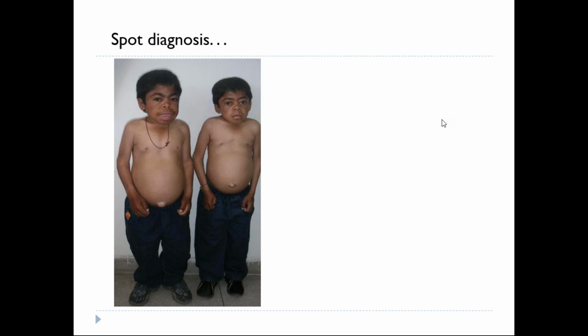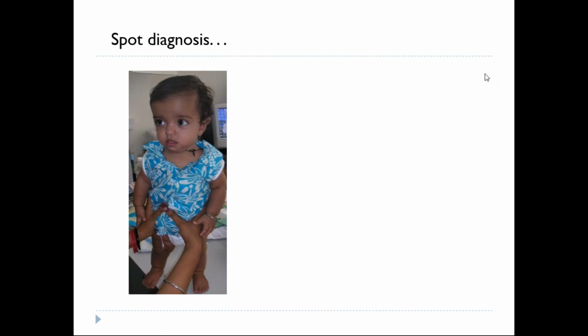Okay, anything else? I think we covered this. Okay, coarse facies, umbilical hernia. Yeah, that's good. This is a child with mucopolysaccharidosis. So can anybody tell what this child has? Look, just describe the child. What do you think about the upper and the lower segment? If you look at the child, does the upper segment appear a bit longer to you?